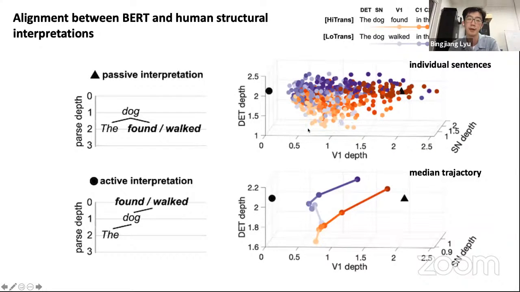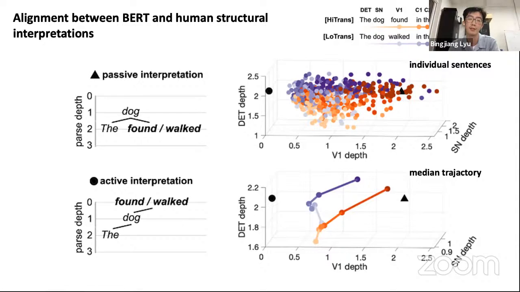so that the trajectory of each sentence tells us how its interpretation evolves as the sentence unfolds. The smaller its distance from one of the two landmarks, the more preferred the interpretation it represents. So in the upper right panel, we can see considerably intertwined trajectories of individual high trans and low trans sentences, suggesting that BERT structural measures are sensitive to the specific content in each sentence. And the interpretation of these two types of sentences is probabilistic rather than dichotomic.